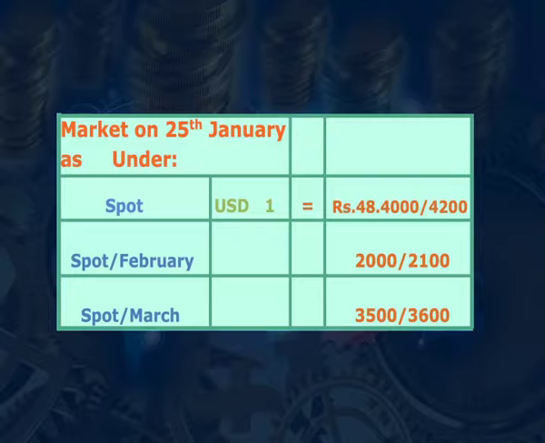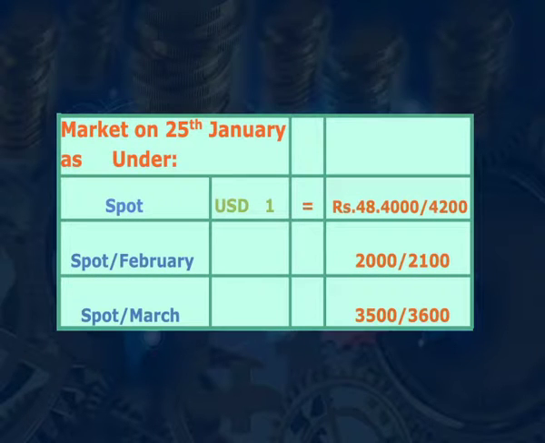Fourth, the first rate in the spot quotation is for buying and the second for selling the foreign currency. Correspondingly, in the forward margin, the first rate relates to buying and the second to selling. Taking spot February as an example, the margin of 20 paisa is for purchase and 21 paise is for sale of foreign currency.